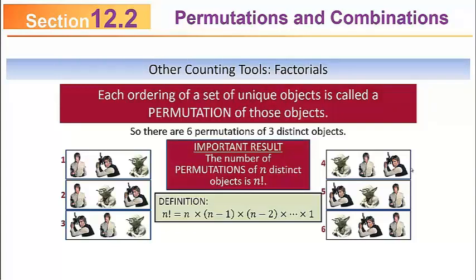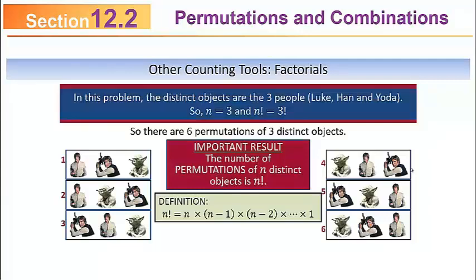The important point here that I want to emphasize is that the number of permutations is actually n factorial, where n is how many distinct objects you have. So here you have 3 people, so it would be 3 factorial. And 3 factorial is 3 times 2 times 1, which is 6. Notice it matches what we got earlier.